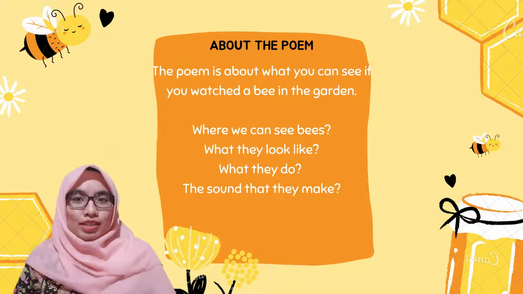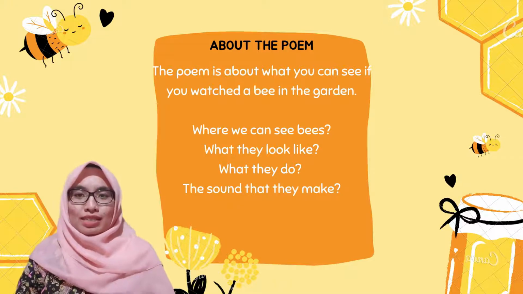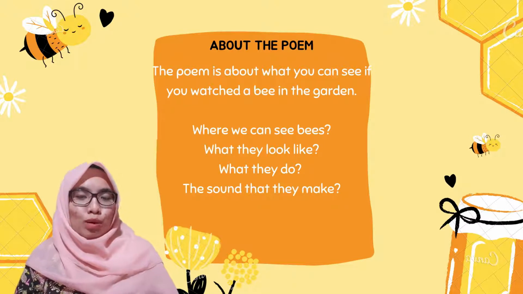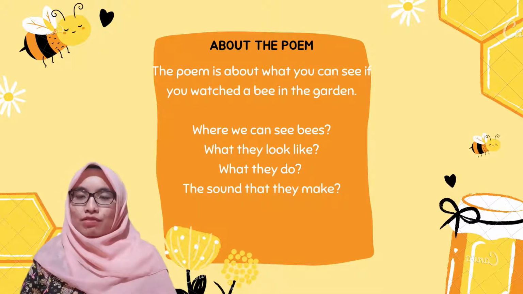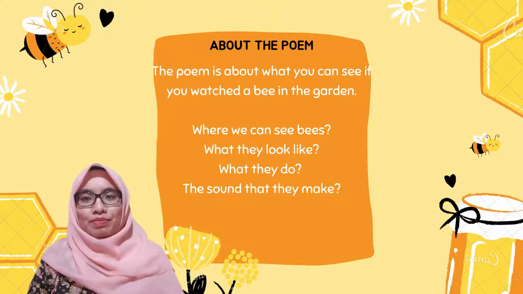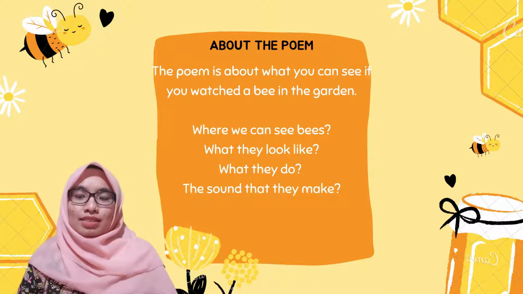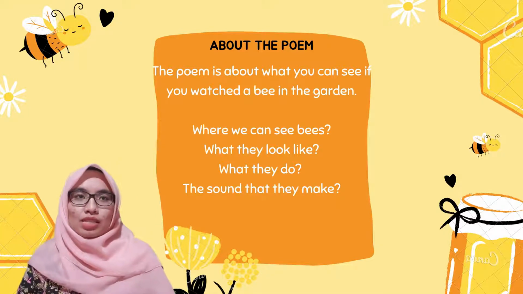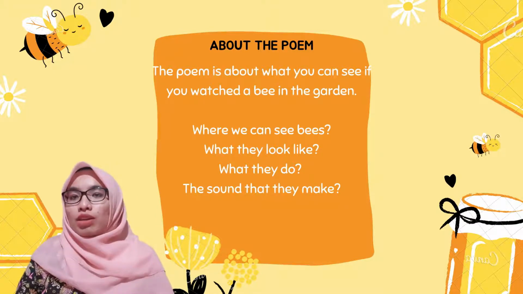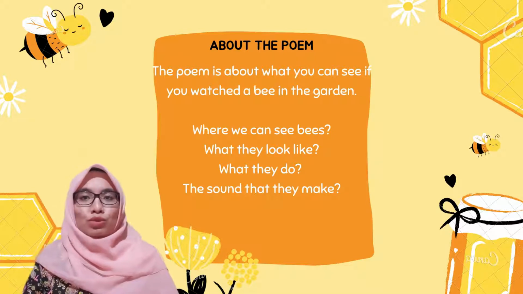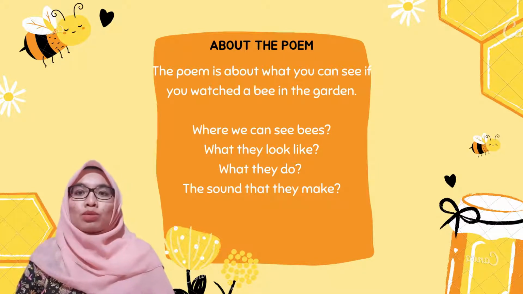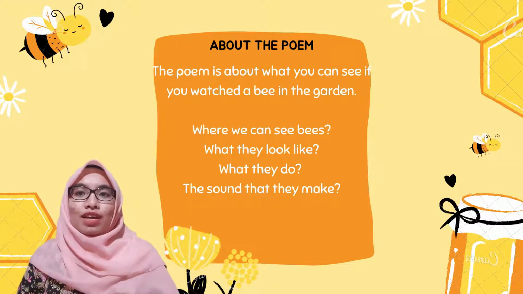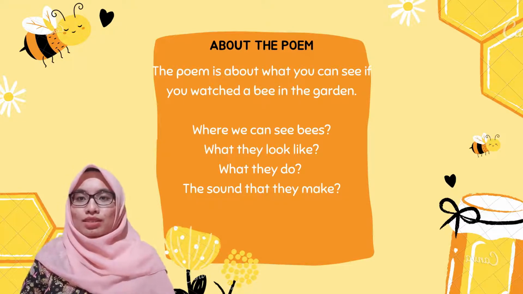Now that you have listened to the poem, I am going to explain what this poem is about. This poem is about what you can see if you watched a bee in the garden. Also, this poem tells us a lot of information about the bees, such as where we can see bees, what they look like, what they do, and also the sound that they make. To make it more clear, we'll go through the poem again to check if there are answers to these questions.